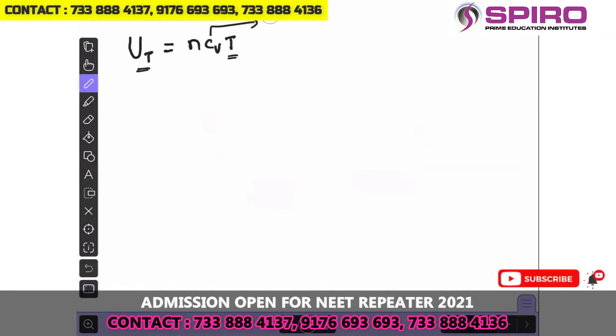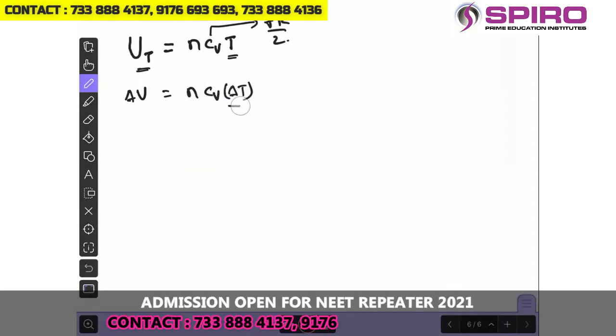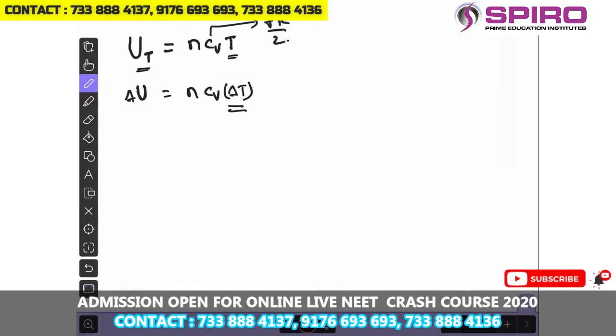the CV can again be written as FR by 2. Okay, and if the temperature is changed, change in the internal energy is given by NCV into delta T. Delta T is the change in the temperature, right? If the temperature is increased, internal energy increases and vice versa.